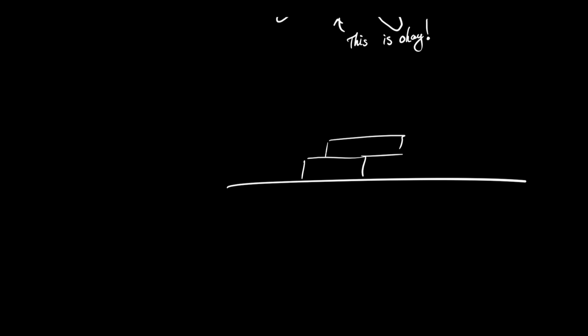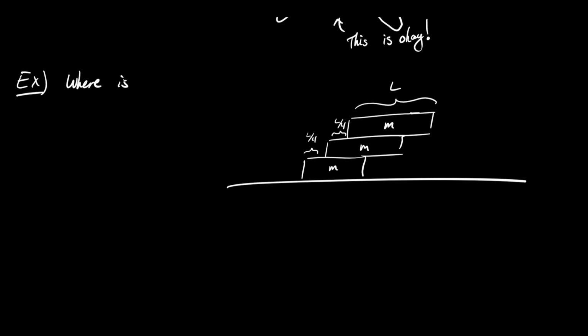3 identical bricks. Each brick is going to be of length L, mass M. And this distance right here is going to be 1/4 of L, and same with this one right here, L over 4. Again, all these bricks are the same mass and length. This is a little tricky of an example. The question is going to be where is the x coordinate, so we're not going to care about vertically where it is, of the center of mass.